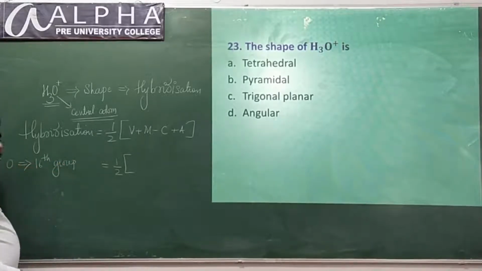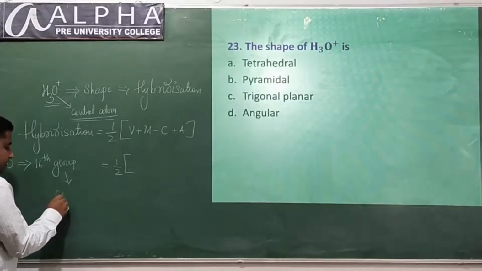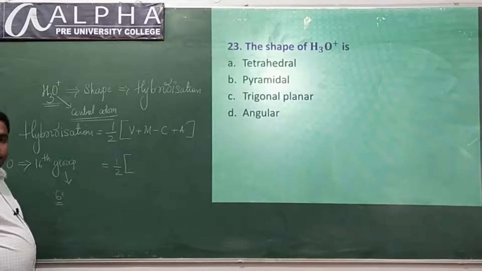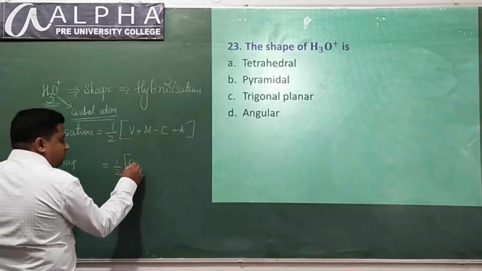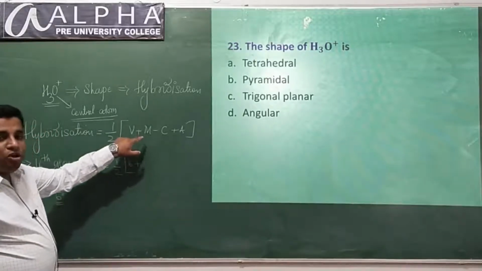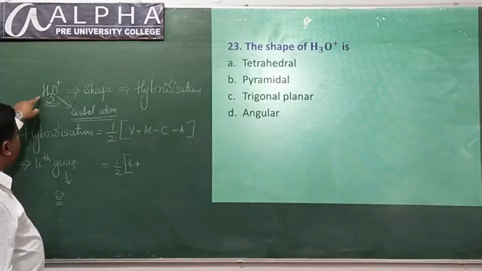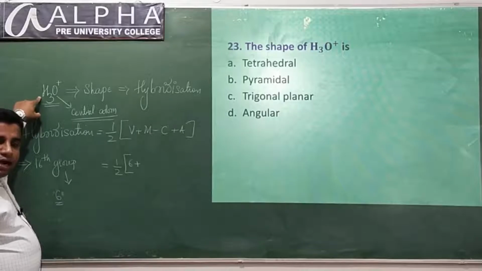If oxygen belongs to 16th group, the number of valence electrons in oxygen is 6. So the number of valence electrons is 6, plus M, the number of monovalent atoms. Hydrogen is monovalent. So how many monovalent atoms are there?